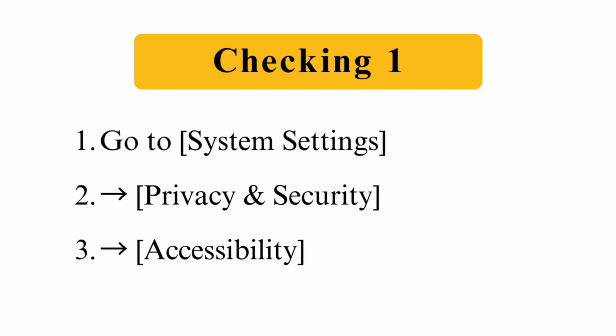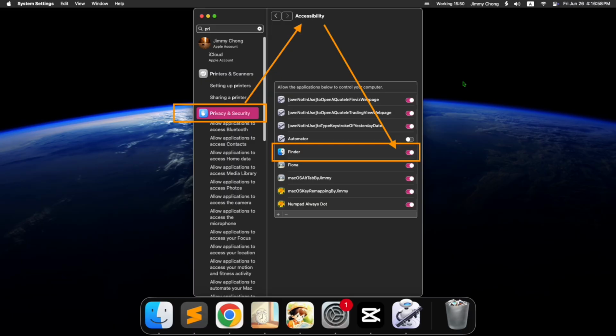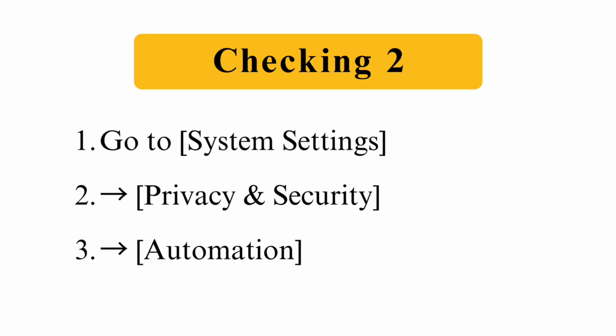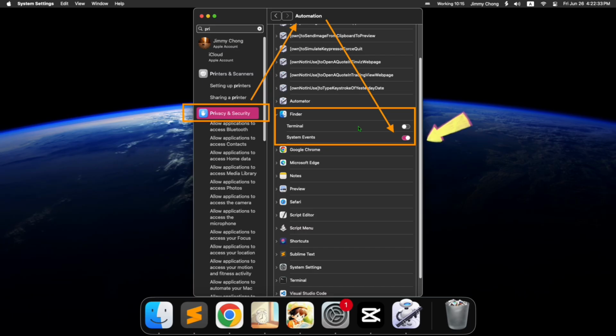Before testing, go to System Settings, Privacy and Security, and select Accessibility, and make sure it's enabled for Finder. Then, go to Automation, and make sure Finder is permitted to control system events.